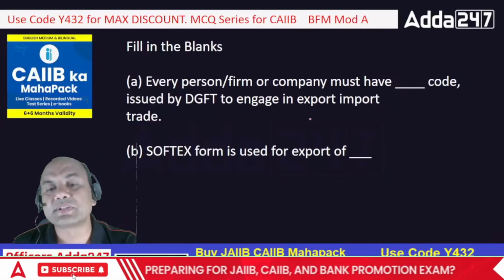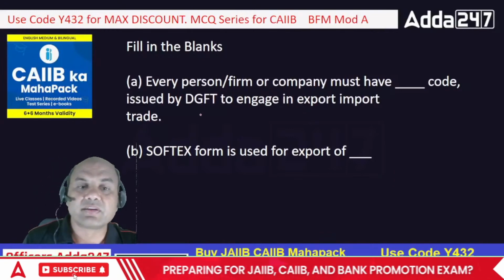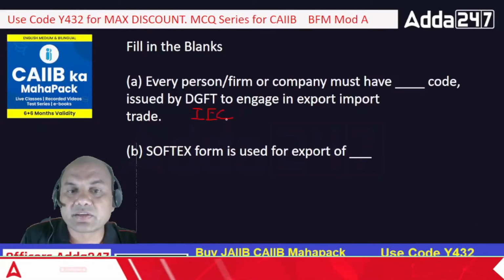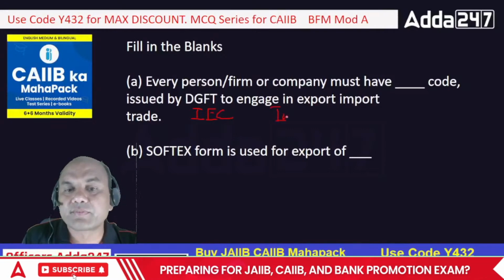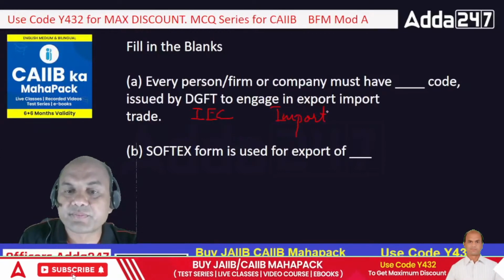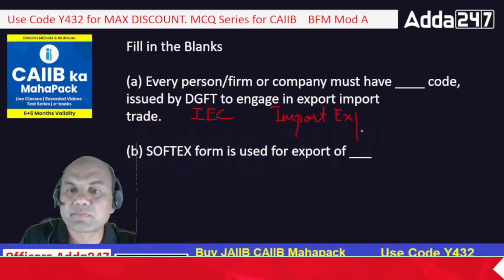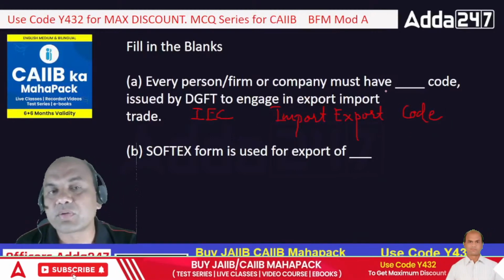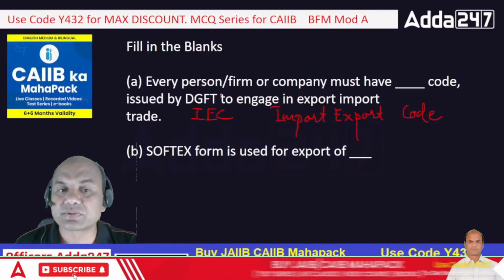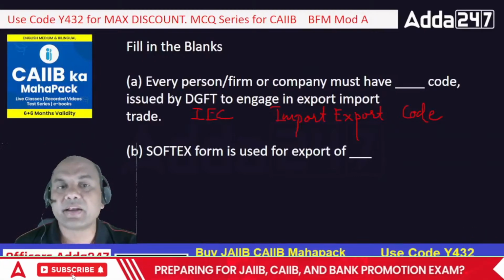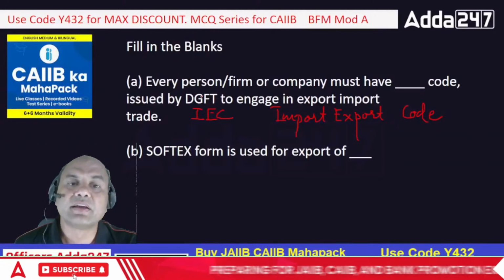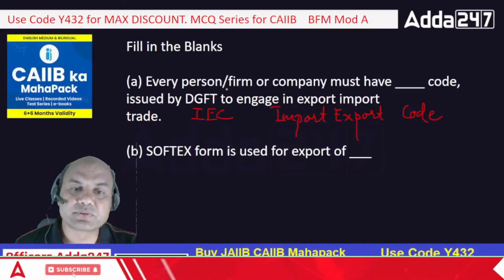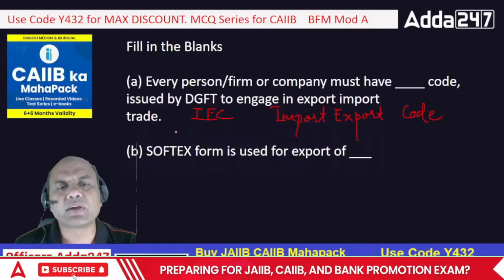Who's the one who's giving me the first? Yeah, some of you have typed it. IEC code, correct. So that is known as import export code. This is the very important code which you must have. Who issues it? DGFT issues it. You have to apply for the same, give all your details and the purpose for which you are applying, your details of the industry, and then DGFT issues you this code. Everyone needs to have this IEC code.